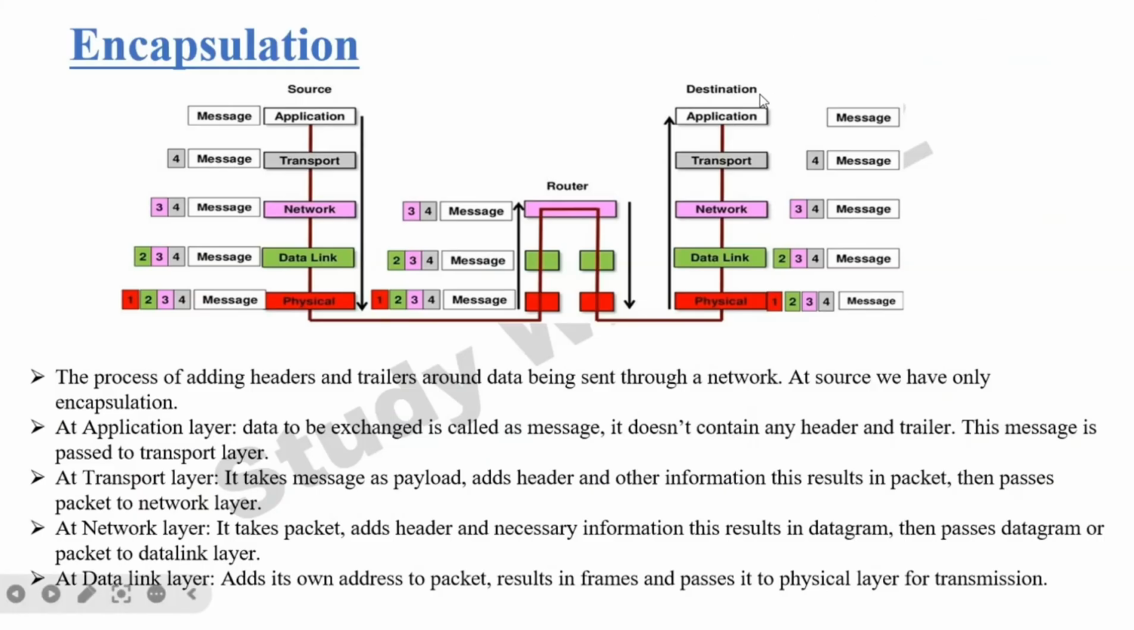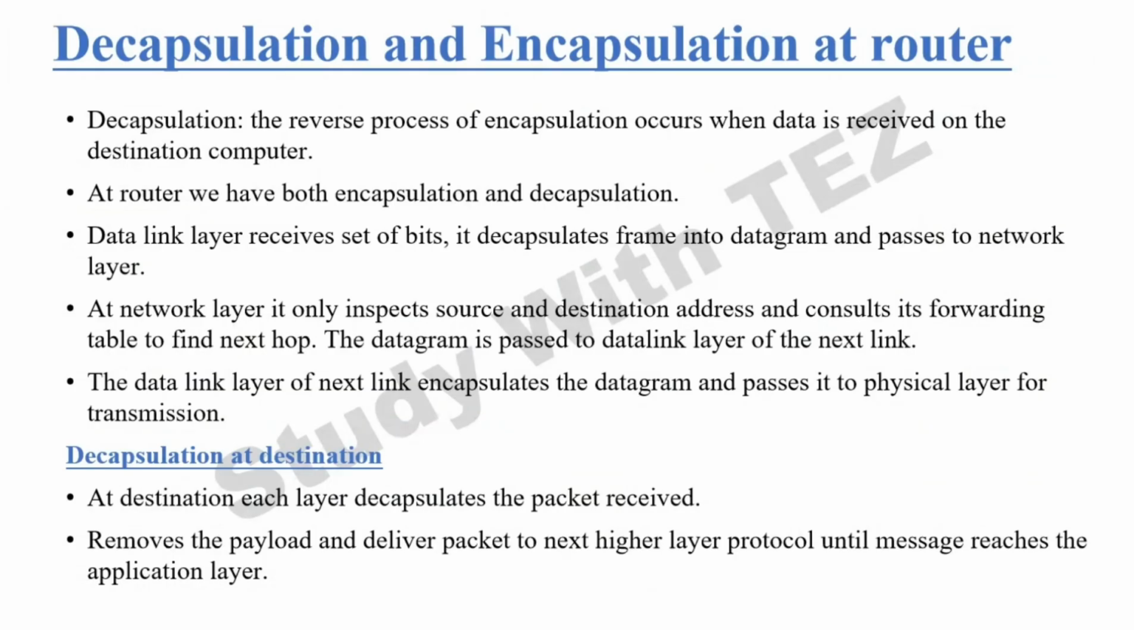See, if you see here, at this layer, one is removed and the rest is passed. So this is what decapsulation is all about. It is the reverse process of encapsulation that occurs when the data is received at the destination computer. At the router, we have both encapsulation and decapsulation. The data link layer receives a set of bits. It decapsulates the frame into a datagram and passes it to the network layer.